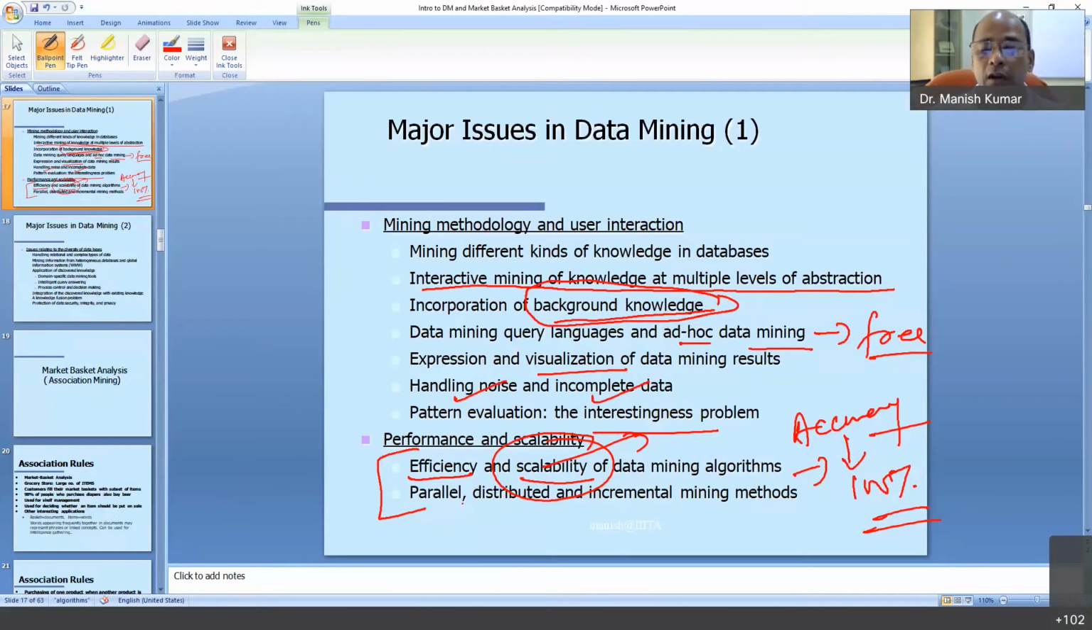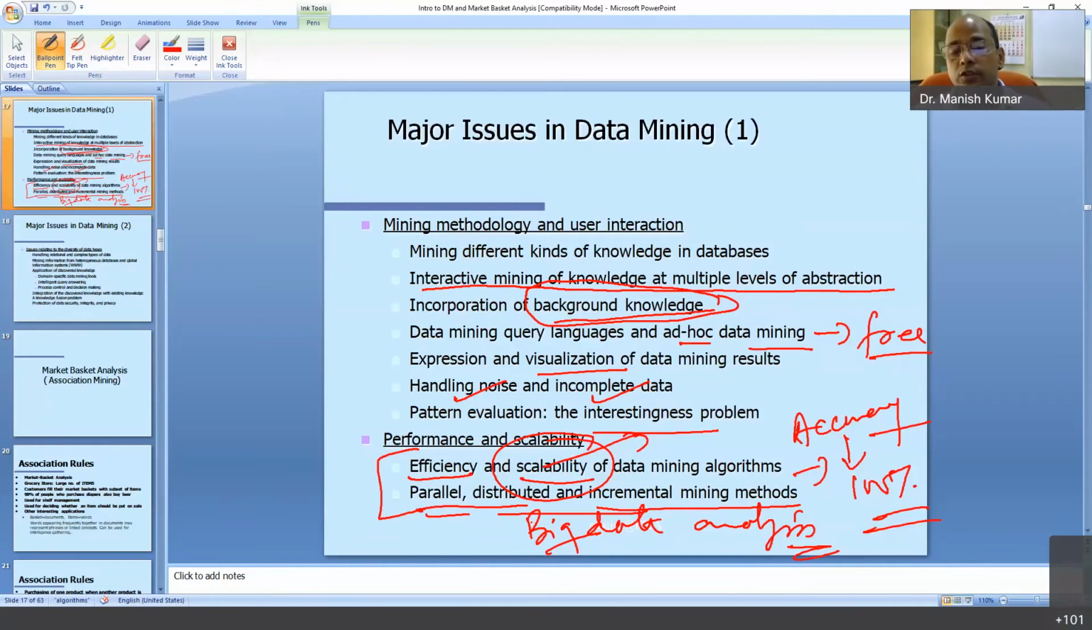Okay. Parallel, distributed and incremental data mining. This is very much important, because these are the components of big data analysis. Frameworks like MapReduce, Hadoop, or Spark, or any distributed computing framework where you look for parallel and distributed computing, all these will be part of that. And obviously we are very much concerned about the performance and scalability of such frameworks. Okay.